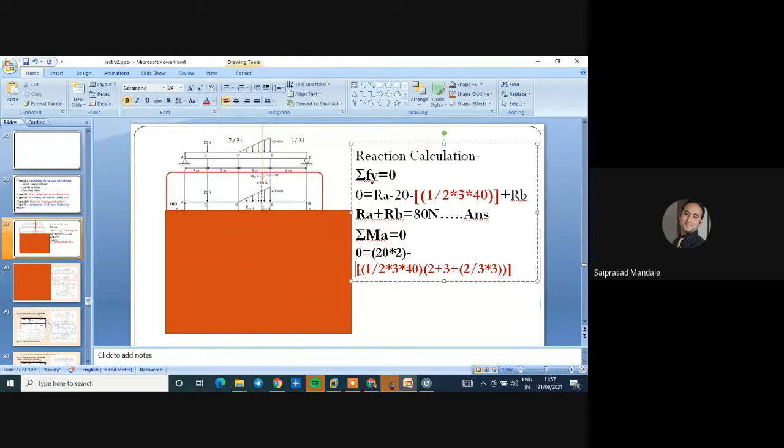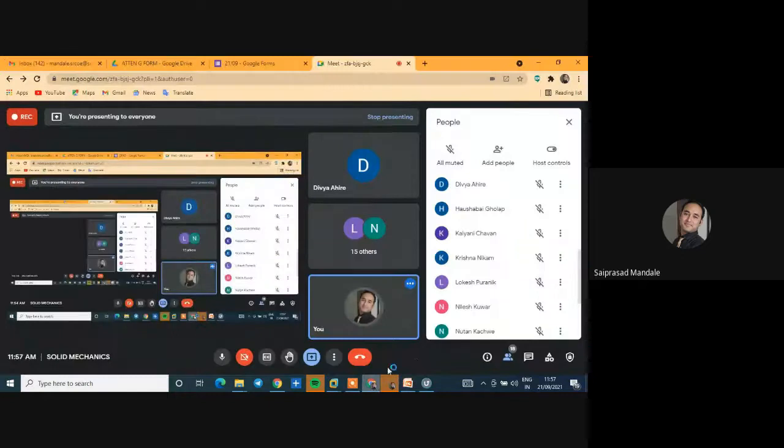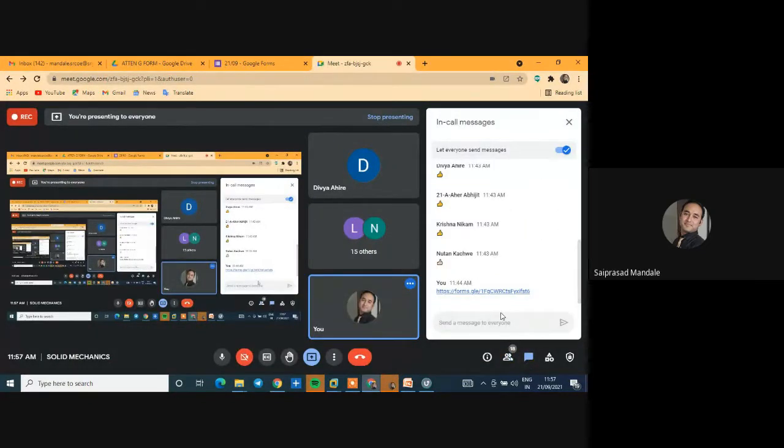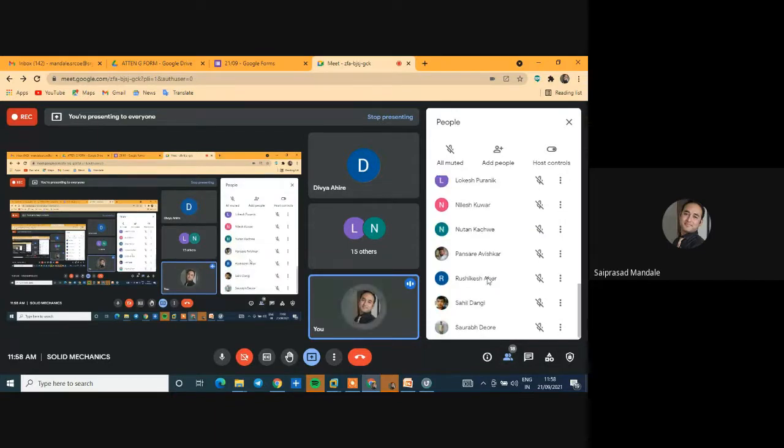Is this equation clear to everyone, or shall I repeat? Please give me a reply in the chat box. Because that is very important. We have seen point load, we have seen UDL, we have seen moment. Then it is a different type of load, UVL. So is it clear to everyone, or shall I repeat? Please give me feedback in the chat box instantly.